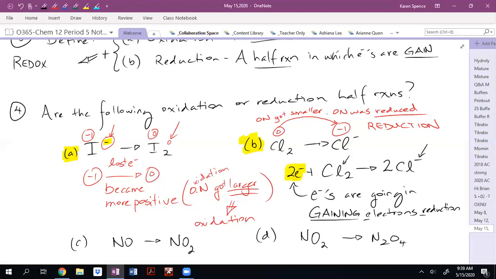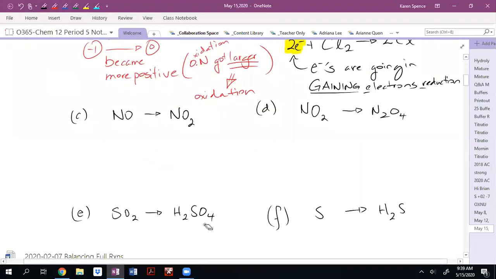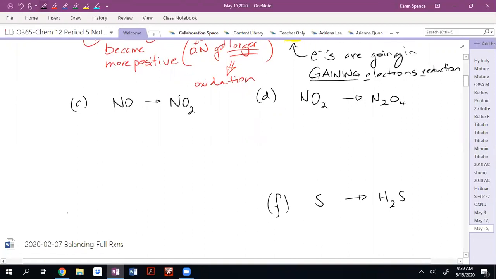Okay, I don't know if I left enough space for these. I might rewrite this one down just a little bit lower. Oh, and I didn't. No, SO2 goes to H2SO4.